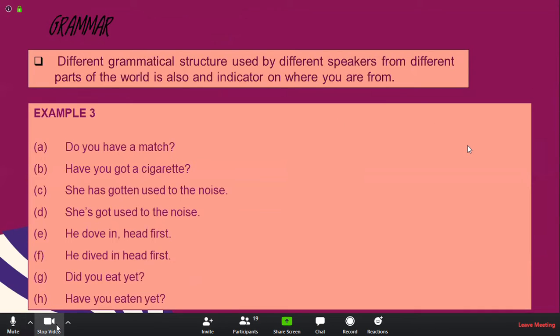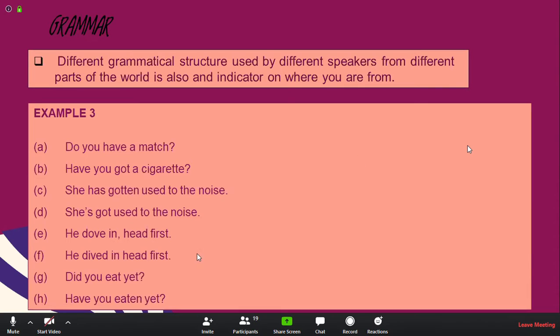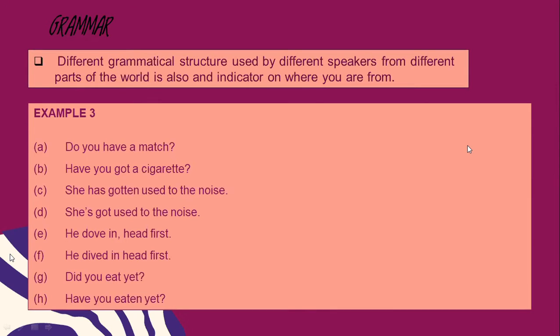You can see that A and B are actually the same, but the usage of the grammar and also vocabulary is a bit different. Instead of saying do you have a match, they say have you got a cigarette, so they say match as cigarette, and the structure of the sentence is also different. Then the words dove and dive are actually past tense. Some will use ed, some change completely. And when they ask the question, did you eat yet or have you eaten yet, it is the same question, but the structure is different.